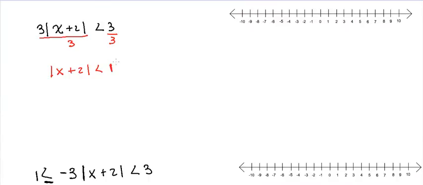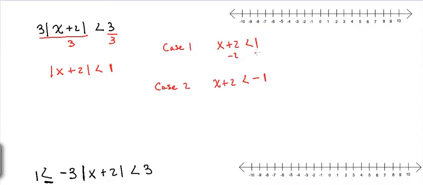So now remember, an absolute value is distance from 0, so it has two cases. We're going to have case 1 where the quantity x plus 2 is less than 1, and then we're going to have case 2 where x plus 2 is less than negative 1. And then we're going to solve. We're going to subtract 2 from both sides. That'll give us x is less than negative 1. X is less than negative 3. That'll be case 1 and case 2.